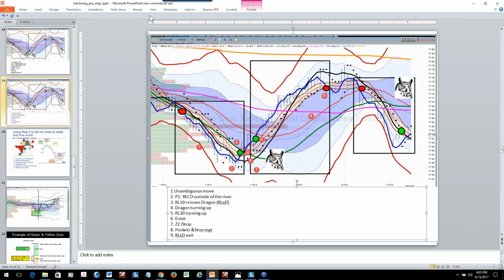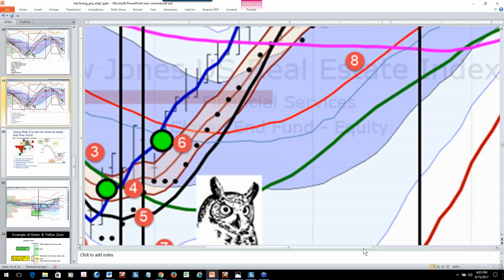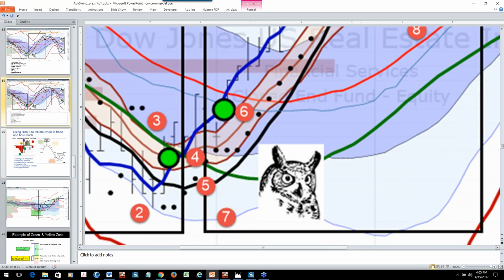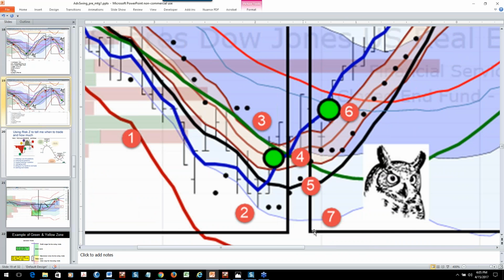Let me try to zoom this in a little bit. All right, so this is what we call the owl pattern. There was step 1, there was a big sell-off. Step 2, there was a regression line crossover outside of the river.